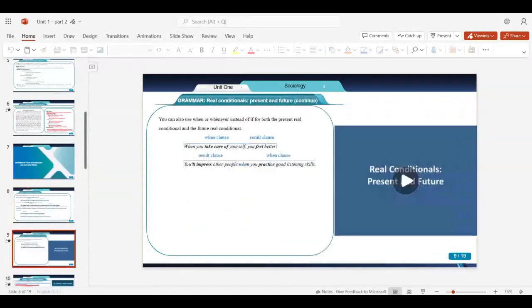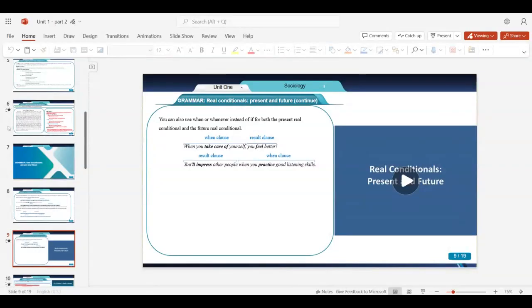So here we have further details. Real conditional, present and future. You can also use when or whenever instead of if for both the present real conditional and the future real conditional. See here, we have one more way to write the conditional sentences.